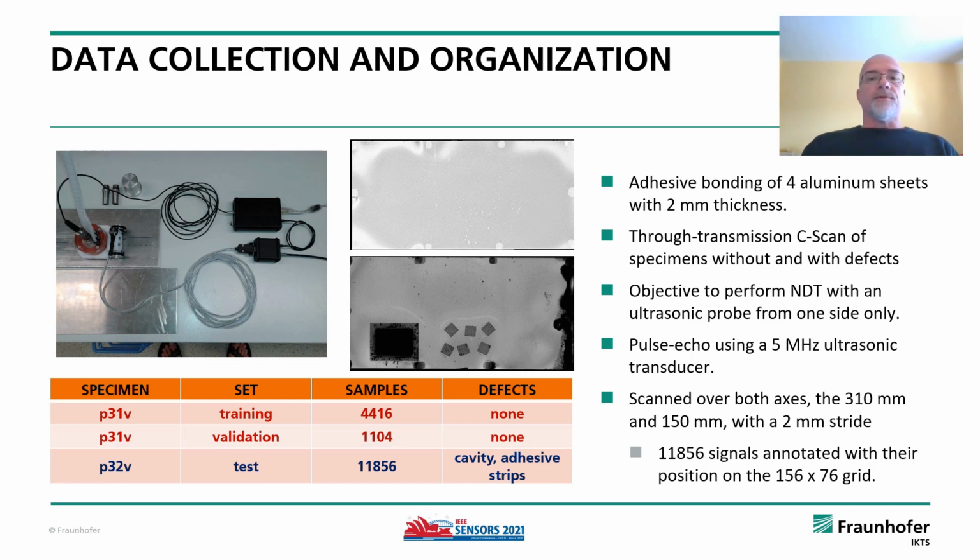The objective is to perform NDT with a 5 MHz ultrasonic transducer from only one side. The specimens are scanned over both axes, the 310 mm and 150 mm, with a 2 mm stride. For the training and validation, 5,520 samples are selected from the central region of the specimen where the adhesive bonding was successful and most consistent.